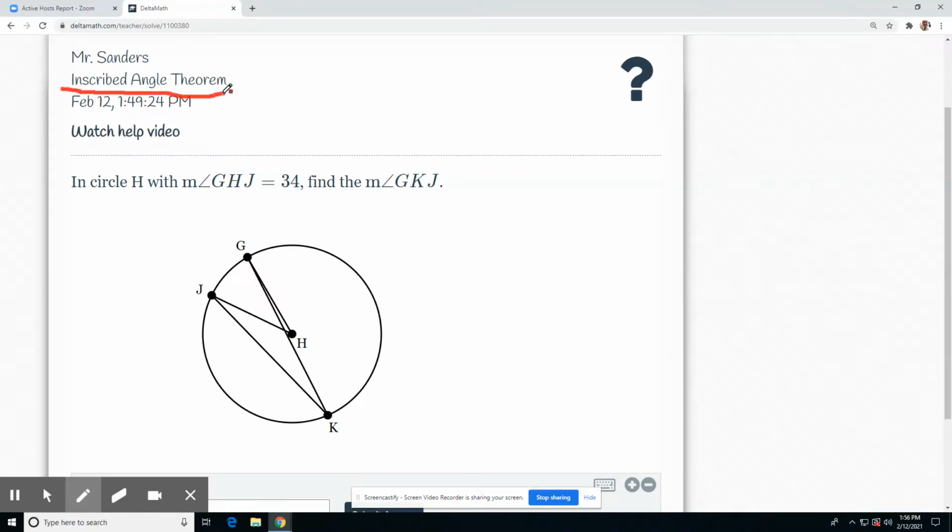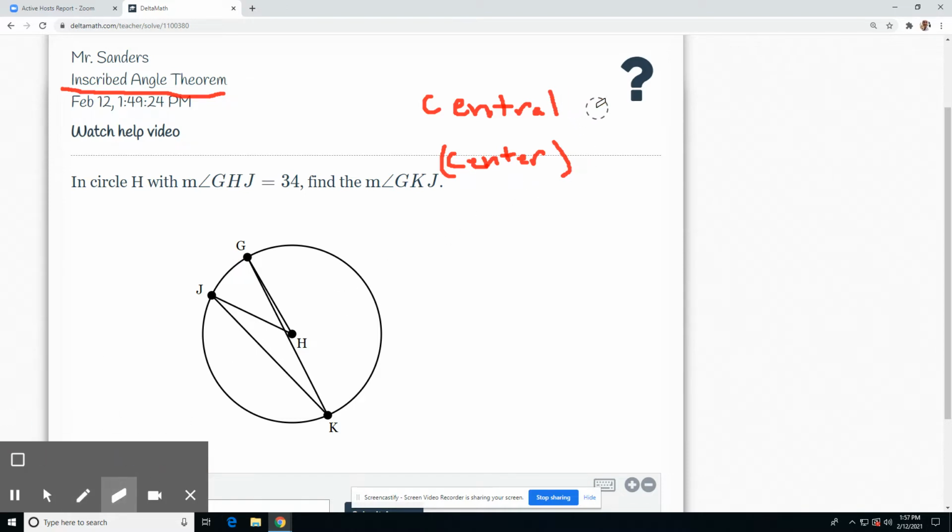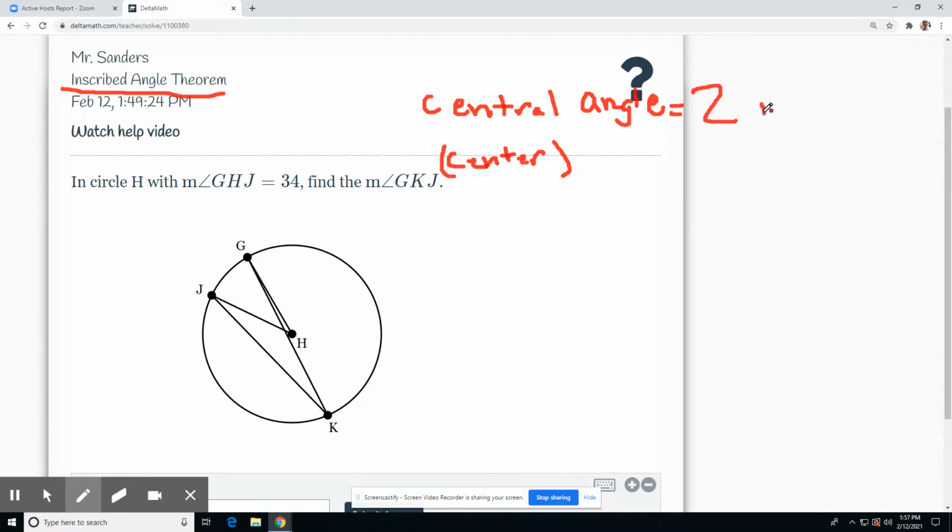Inscribed angle theorem. So with the inscribed angle theorem, we have a central angle. Central means it's coming from the center. The central angle is equal to twice the inscribed angle.